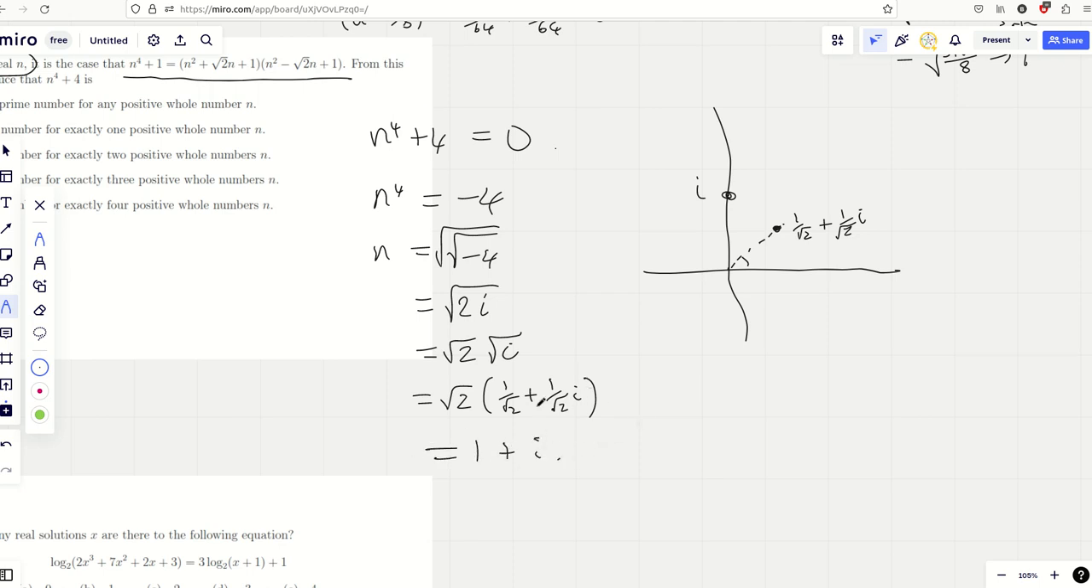Now, what have I just found here? I've found a root of this equation, yeah? And roots occur in conjugate pairs. So 1 minus i is a root as well, yeah? And it doesn't take too much thinking once you understand how these roots work.